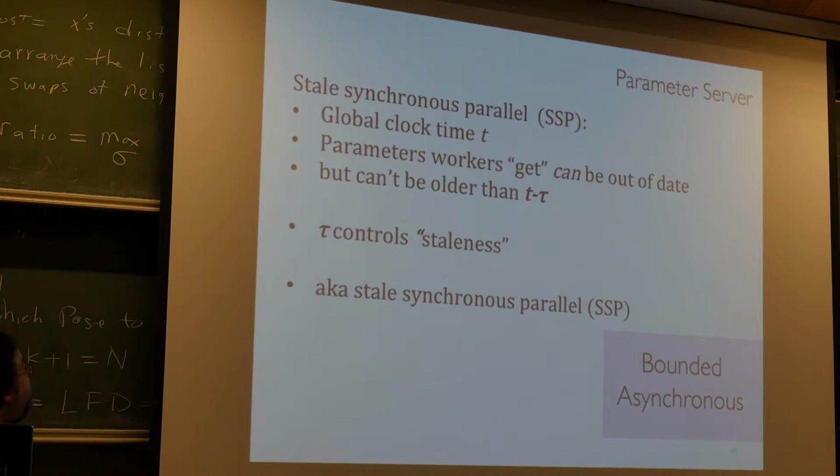than that. If you ask for a parameter and the version that's in the parameter server is older than that, so there's some pending update from the last tau time units, then you block. So you don't actually get it until the other processes that are using it catch up to that extent. So this controls how stale things are going to get. The other name for this, besides bounded asynchronous, is stale synchronous parallel, or SSP.